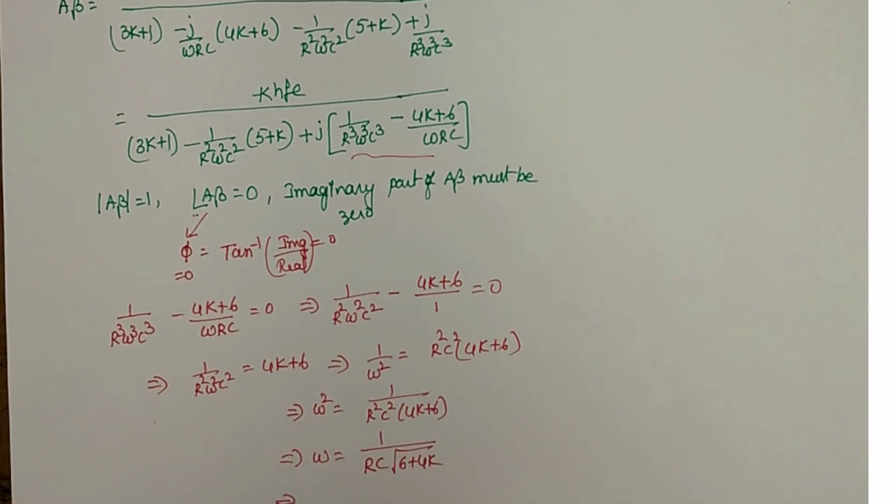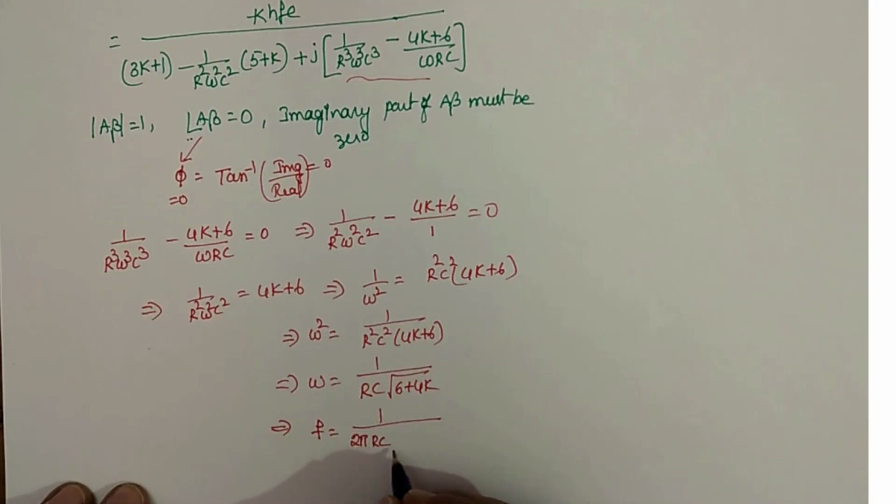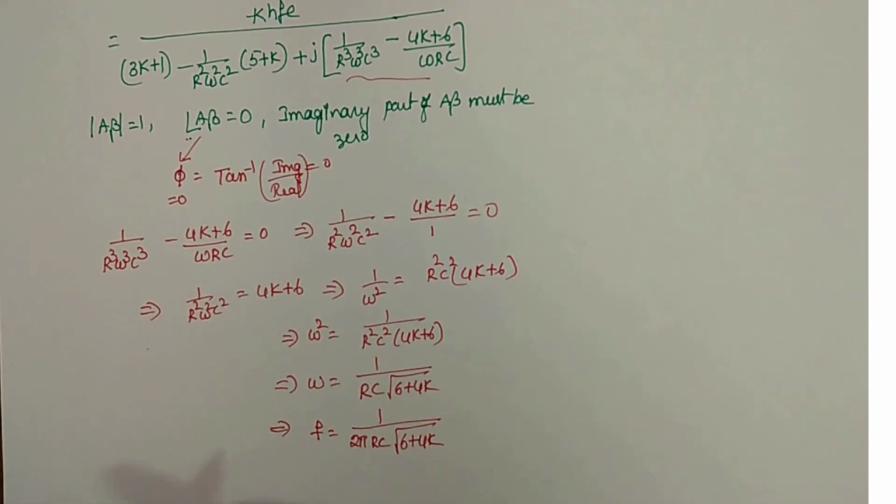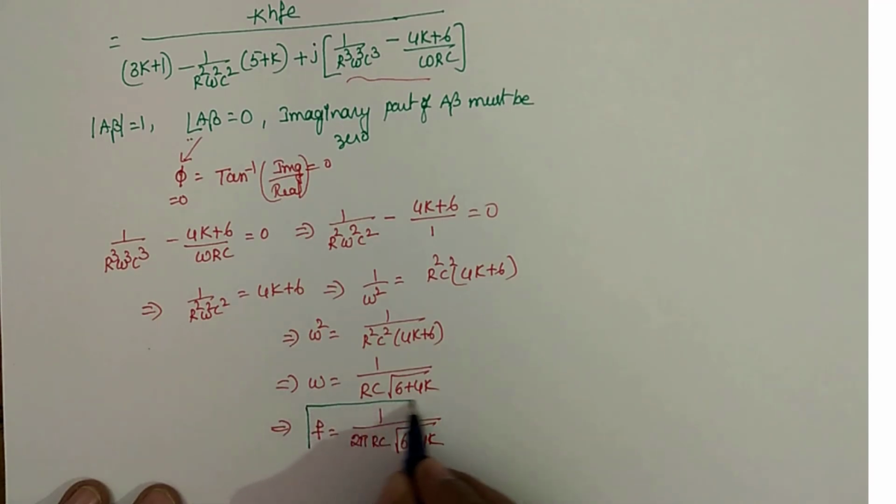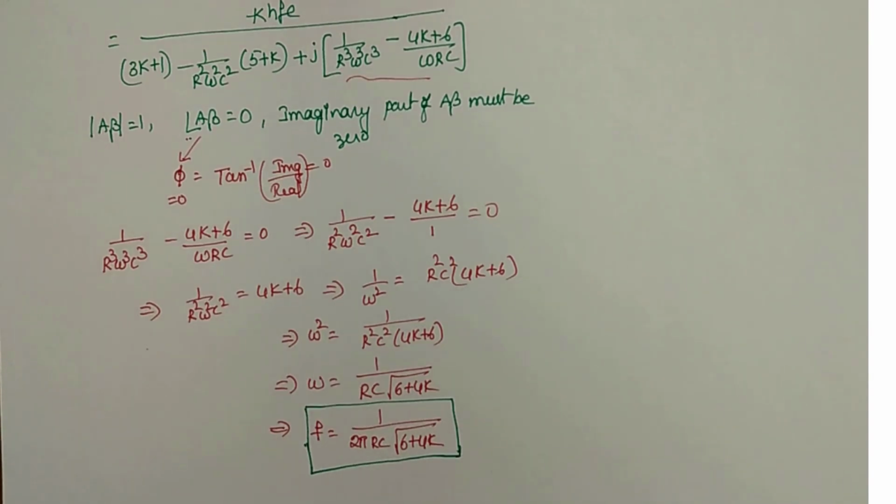And we know omega is 2 pi f. So f is 1 by 2 pi rc root 6 plus 4k. Okay, so this is the frequency of oscillations. A bit lengthy but easy. You must note down the total derivation. Just listening is not enough for derivations. Remember, you must practice repeatedly.